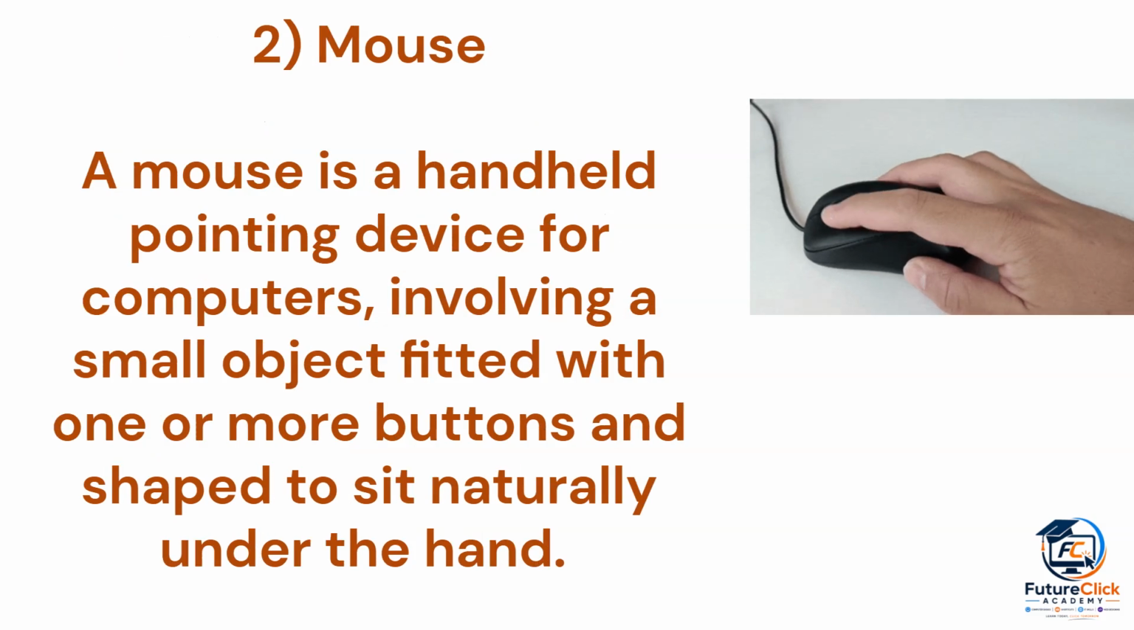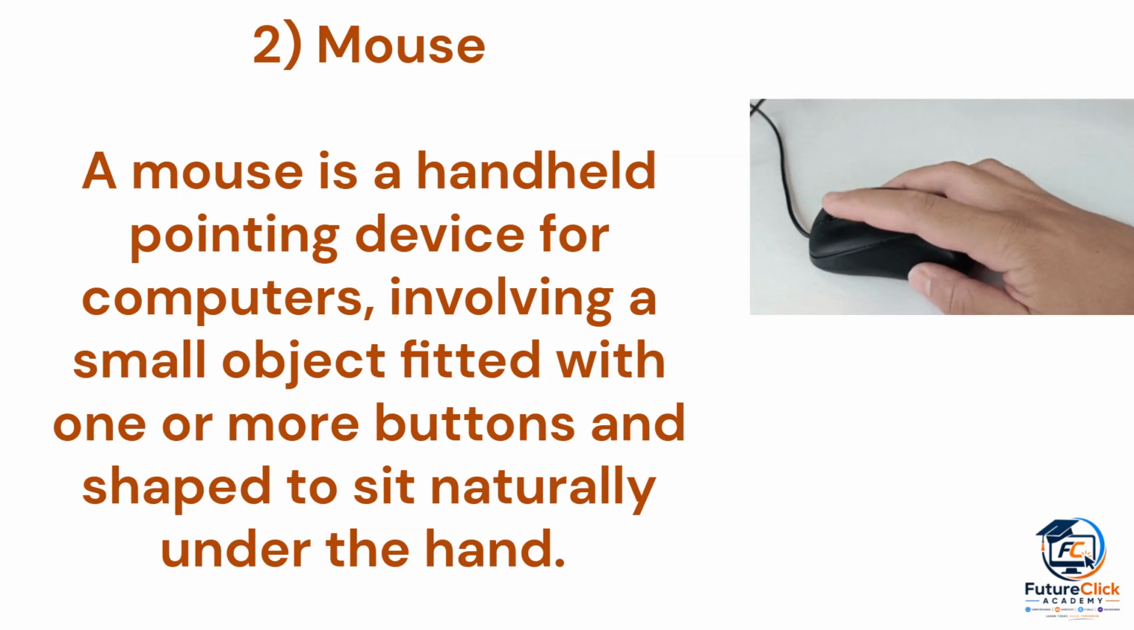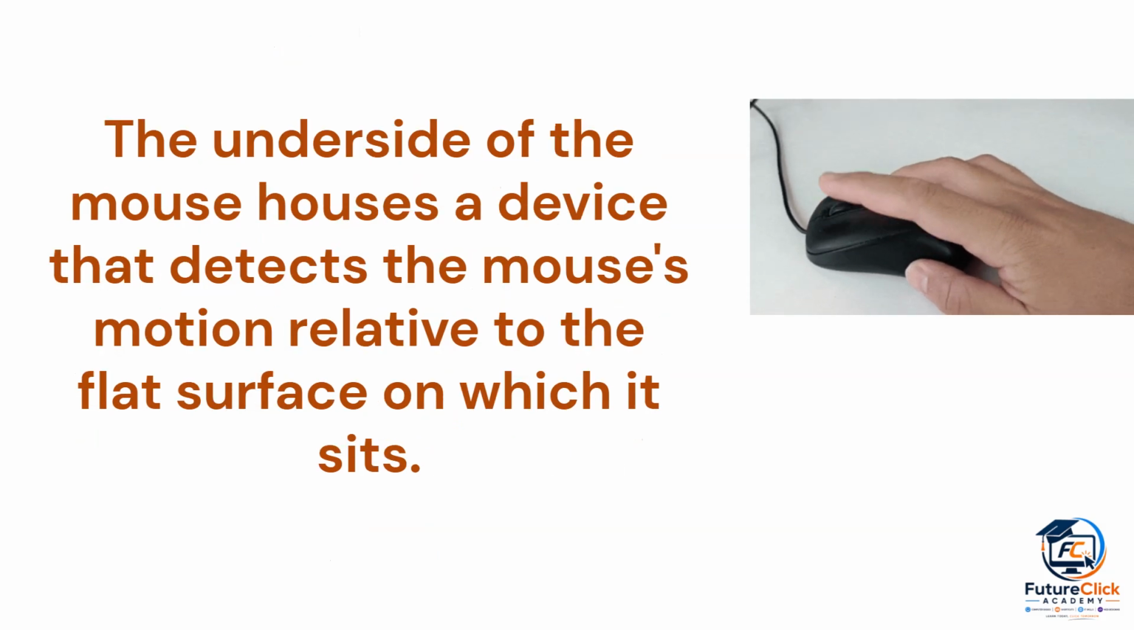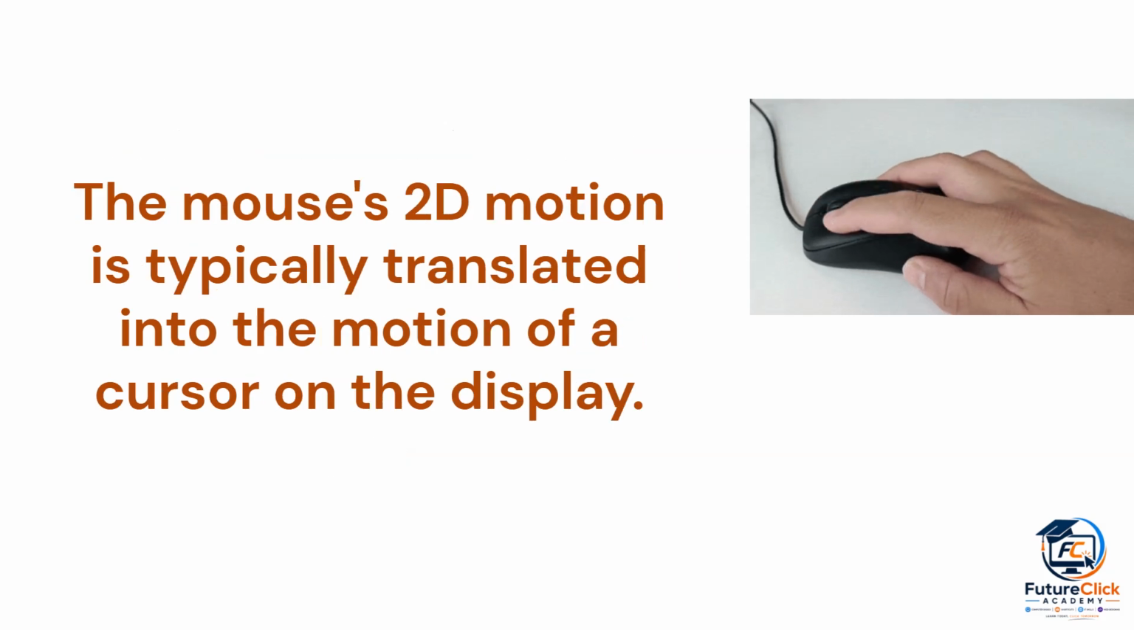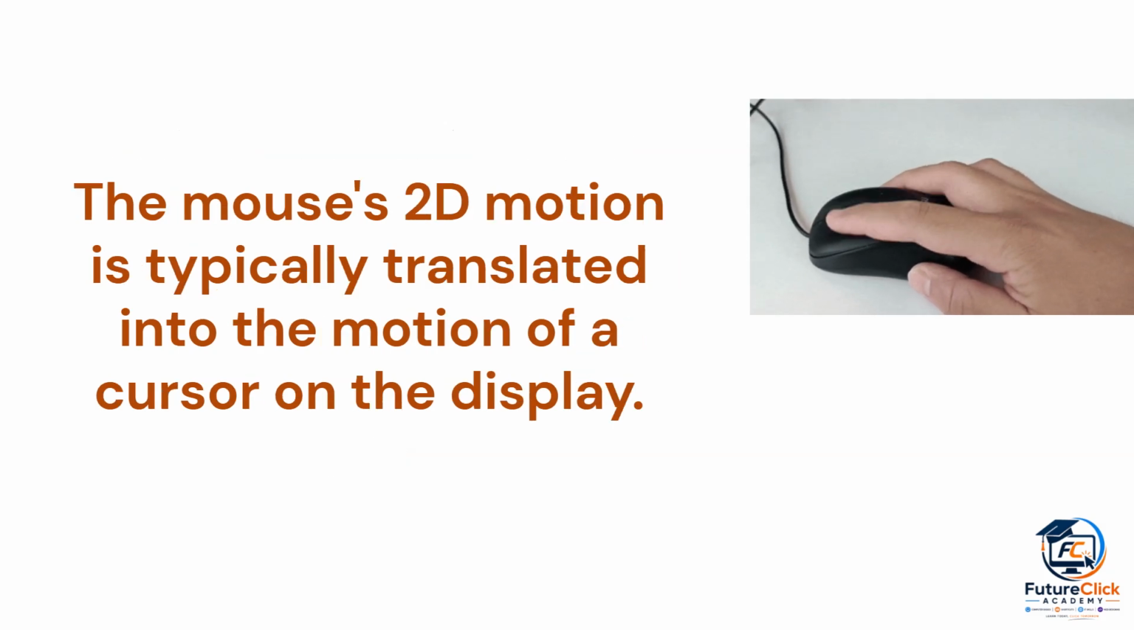2. Mouse. A mouse is a handheld pointing device for computers, involving a small object fitted with one or more buttons and shaped to sit naturally under the hand. The underside of the mouse houses a device that detects the mouse's motion relative to the flat surface on which it sits. The mouse's 2D motion is typically translated into the motion of a cursor on the display.